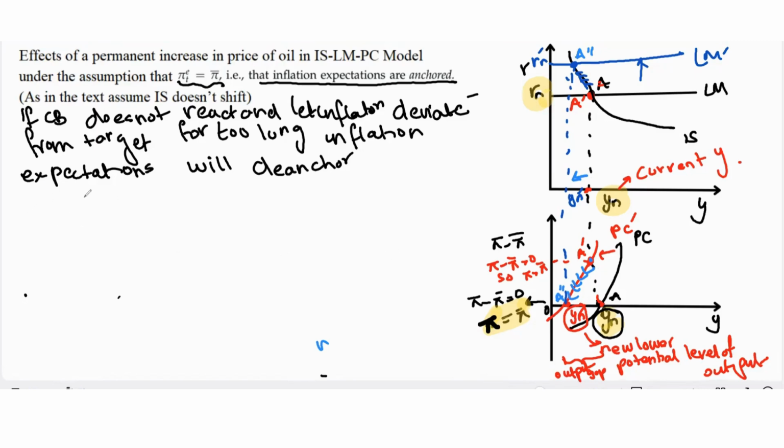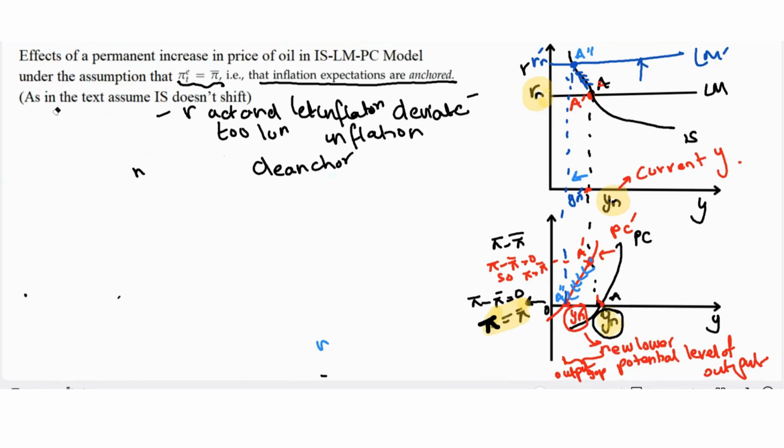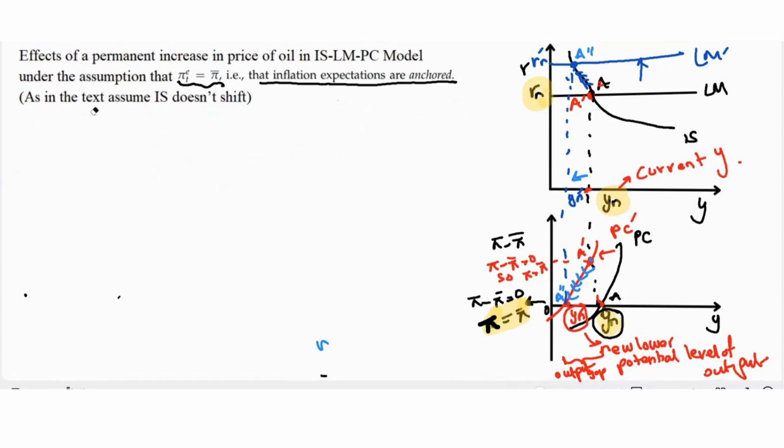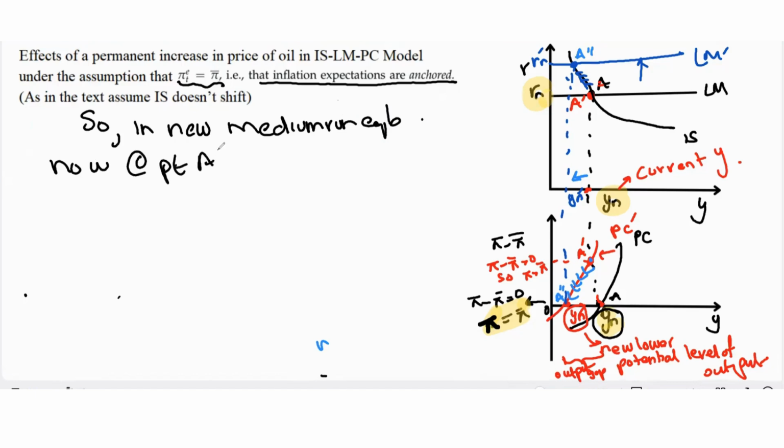So the idea is that it's basically the central bank which helps us go from the short run to the medium run equilibrium in this particular model, right? So let's lastly analyze the new medium run equilibrium. At point A double prime, one thing that we have is output equal to Yn prime, which is less than Yn.